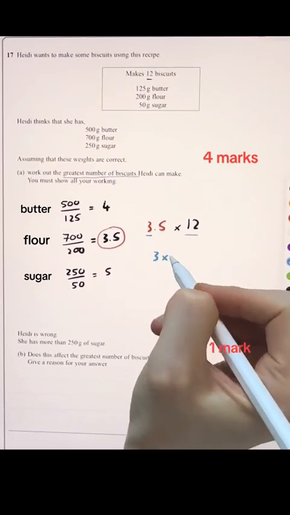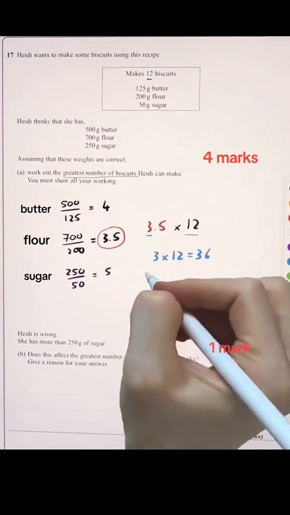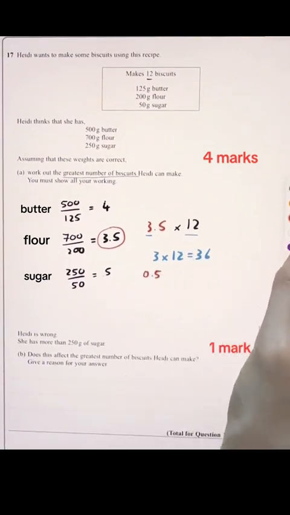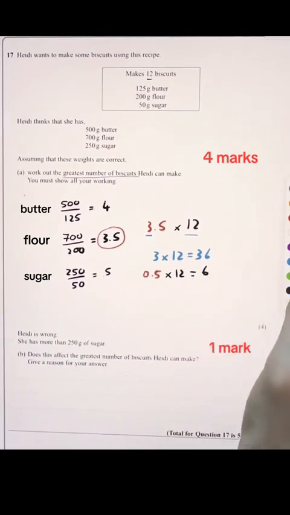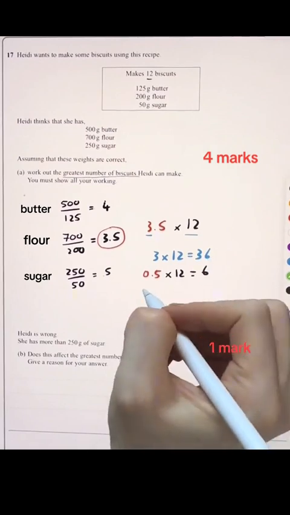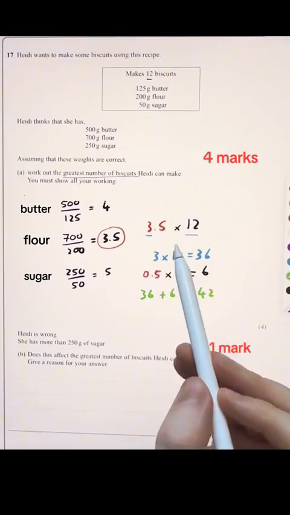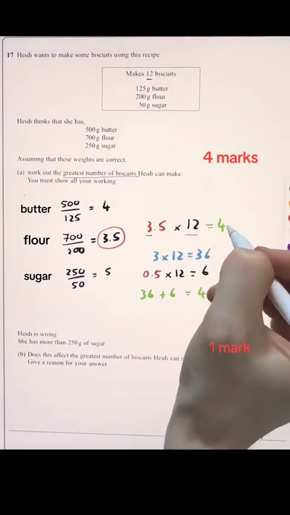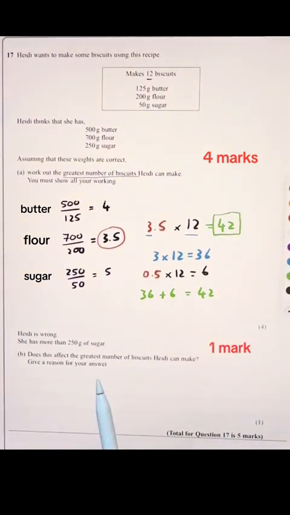So 3 times 12 gives us 36. And then we've got 0.5, a half, multiplied by 12. And 0.5 times 12, or half of 12, is simply 6. We can simply add our two numbers together. 36 add 6 gives you 42. Therefore, 3.5 times 12 gives you 42. So the greatest number of biscuits that Heidi can make is 42.